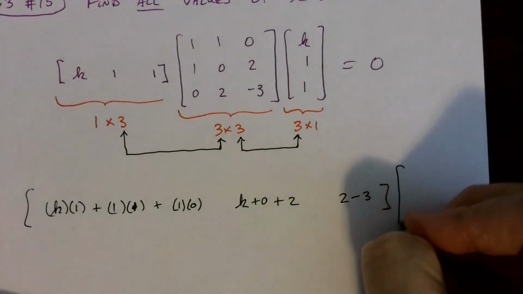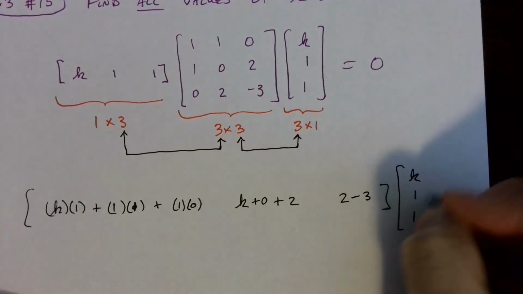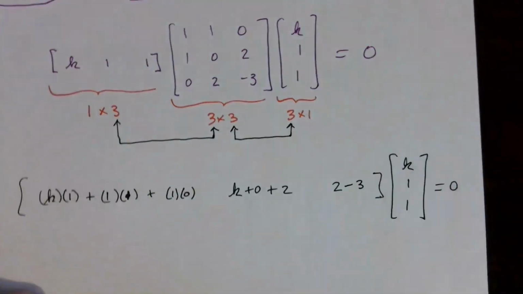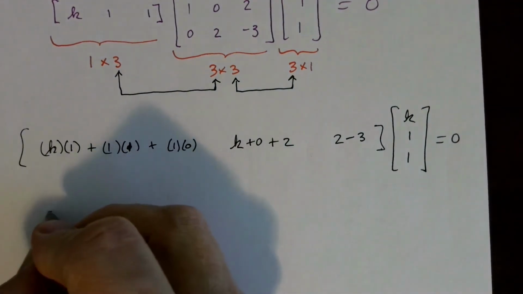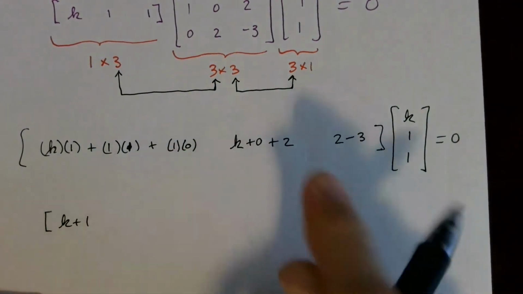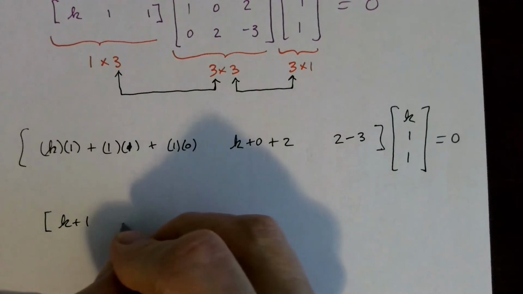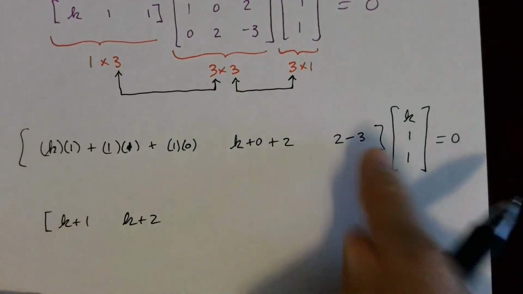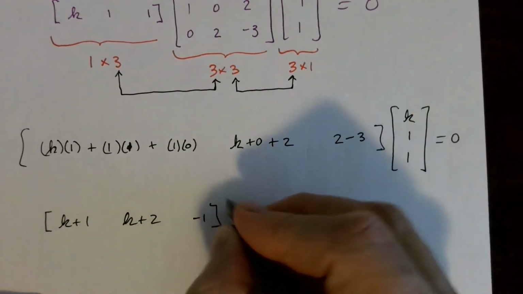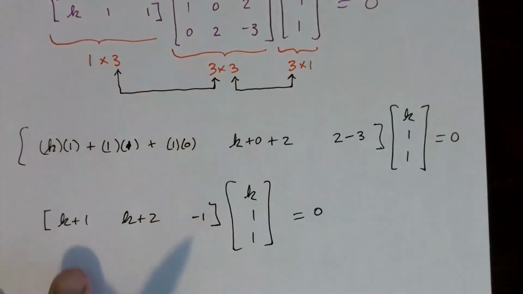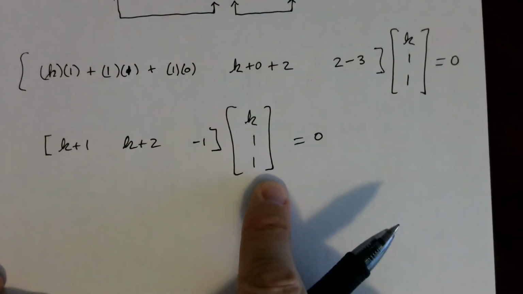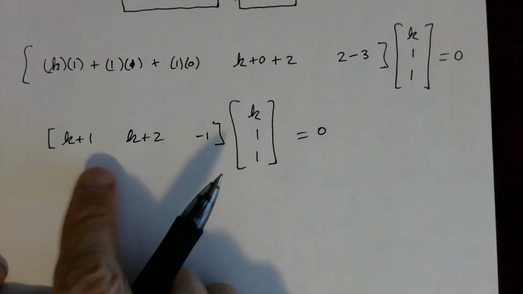I still have this 3 by 1. And again, that's supposed to be equal to 0. So let's clean this up. I've got K plus 1, K plus 2, 2 minus 3 is -1. Okay. 1 by 3 times a 3 by 1 is a 1 by 1. And there's only the one entry.